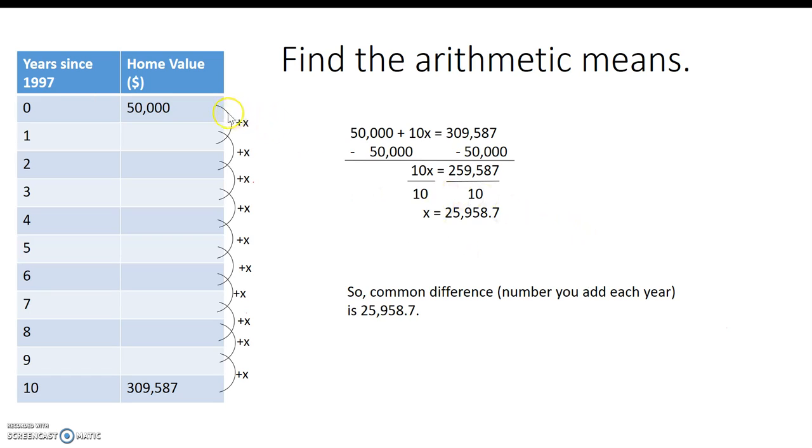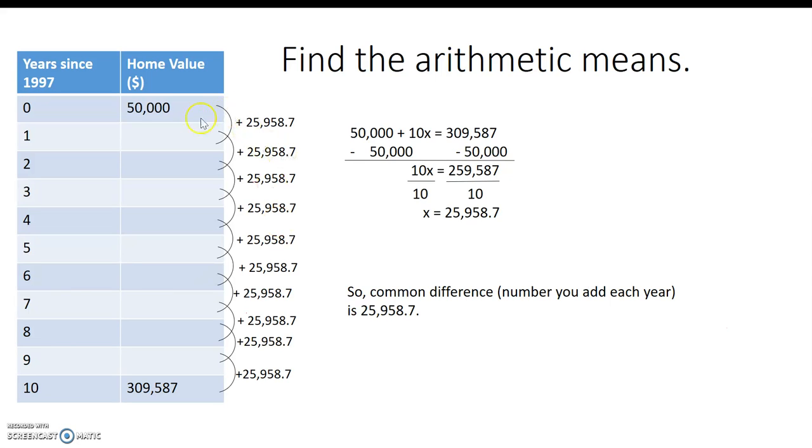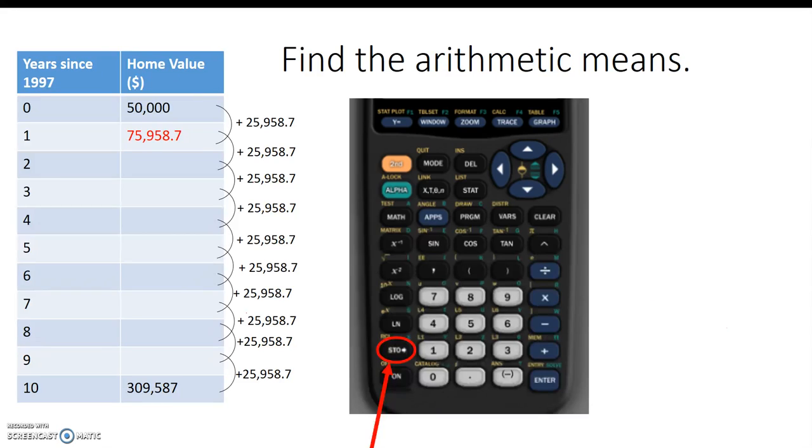So we know then that instead of adding x each time, we're really going to be adding the 25,958.7. From there, it becomes just a little tedious to do in the calculator because we're going to have to do 50,000 plus 25,958.7, and then you would get the 75,958.7, but then you'd have to add 25,958.7 to that, and then keep going, keep going, keep going. So there is a little trick in the graphing calculator that you can use to help you with that.